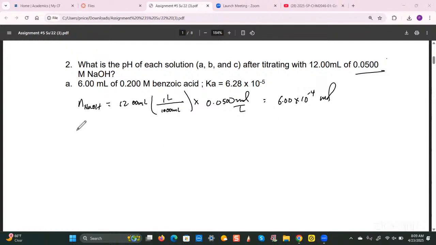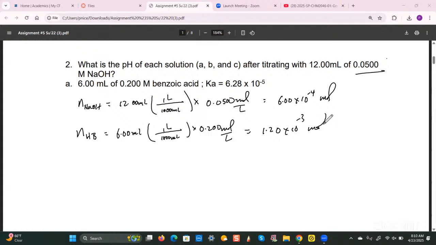And then I do a similar calculation for the benzoic acid. I'm going to use HB to represent benzoic acid, right? So the volume given for the benzoic acid is 6.00 mL. Again, you have to convert that to liters, 1 liter over 1,000 mL, and then I'll multiply that by the molarity, which is 0.200 moles per liter. So let's see what that gives. That's 6 divided by 1,000 times 0.2, and this works out to be equal to 1.20 times 10 to the minus 3 moles.